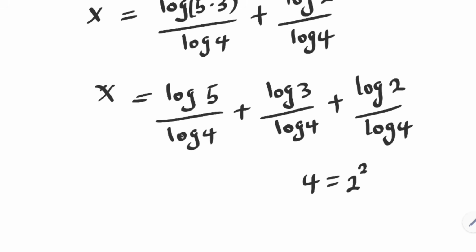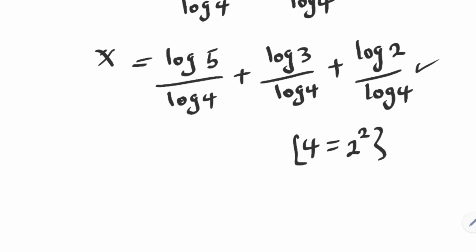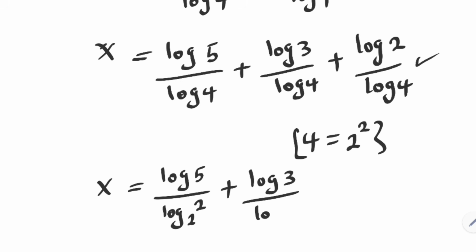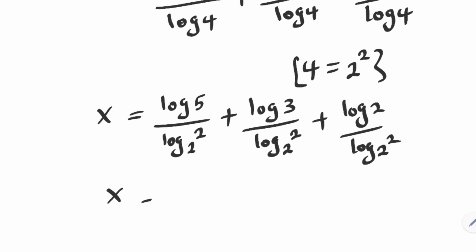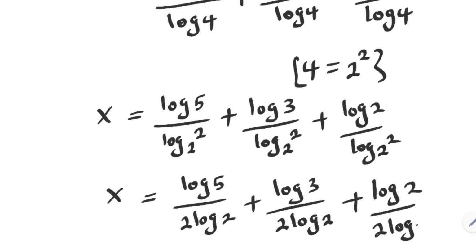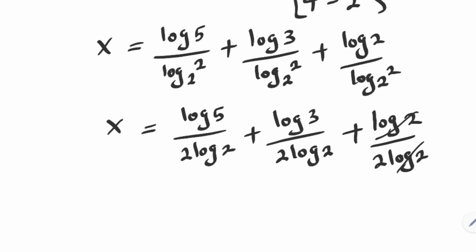4 is equal to 2 squared. And the whole of this can be written as x is equal to log 5 over log 2 squared plus log 3 over log 2 squared plus log 2 over log 2 squared. x is equal to log 5 over 2 log 2 plus log 3 over 2 log 2 plus log 2 over 2 log 2. This log 2 cancels this log 2.